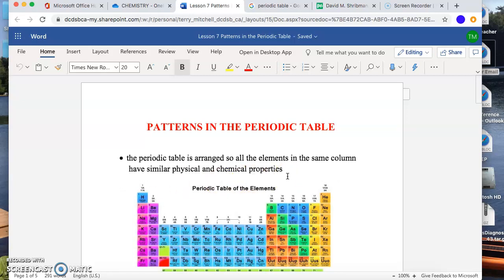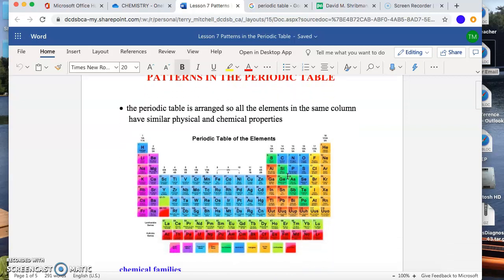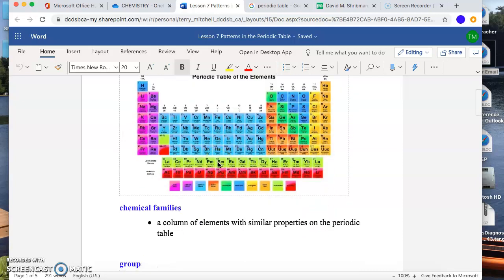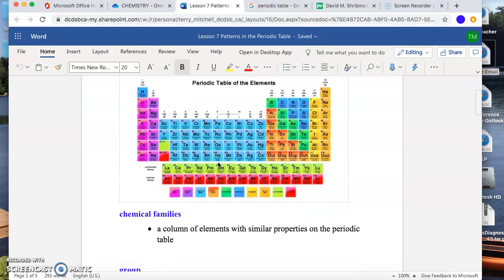So the periodic table is arranged so all elements in the same column have similar physical and chemical properties. So the periodic table, we look at it in terms of columns. So here's a column, here's a column, here's a column. Columns run up and down. We will also be looking at rows, which run across, but rows are less important than columns. So each column, we call this a chemical family or a group.